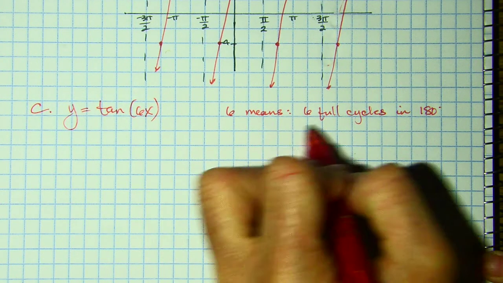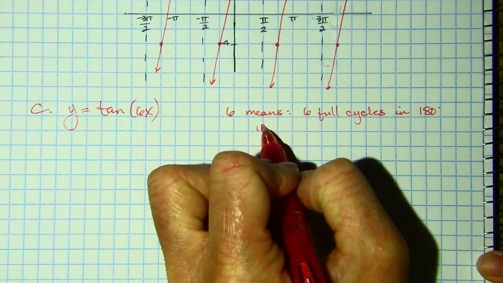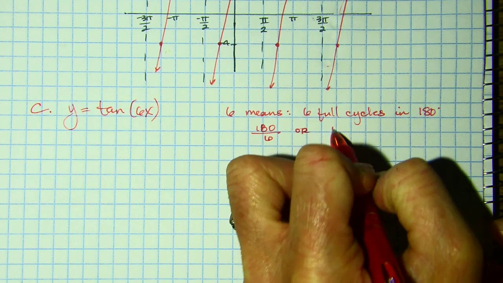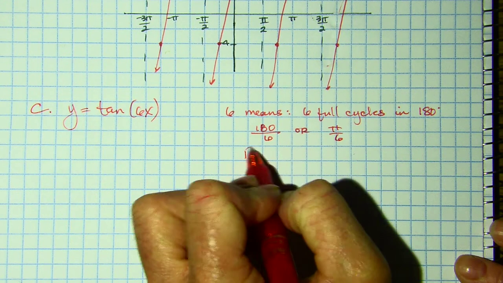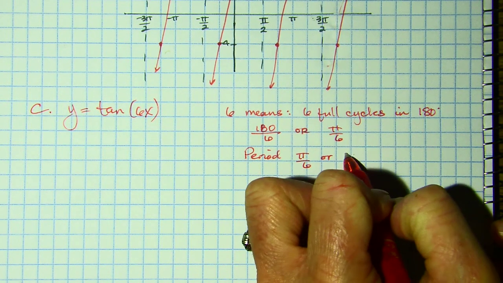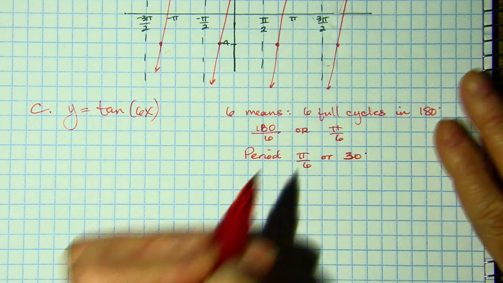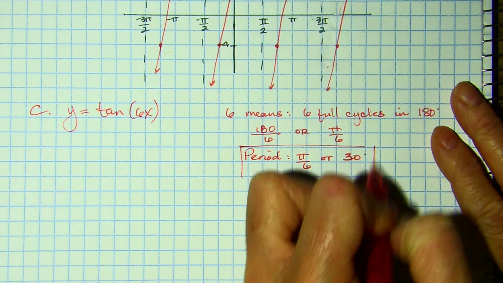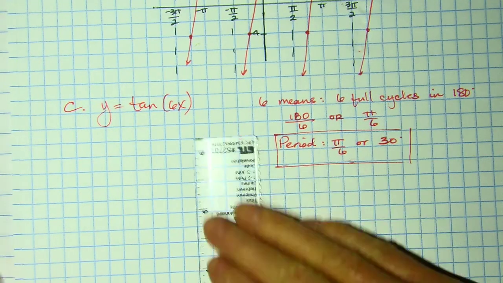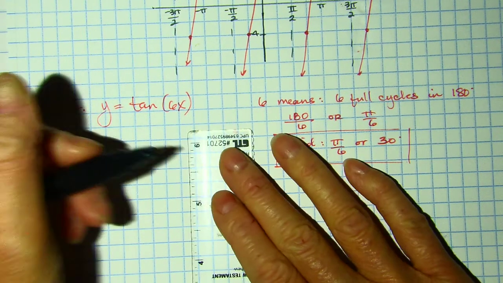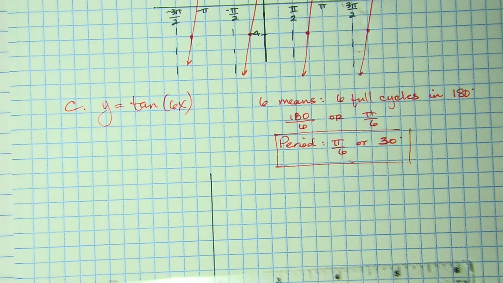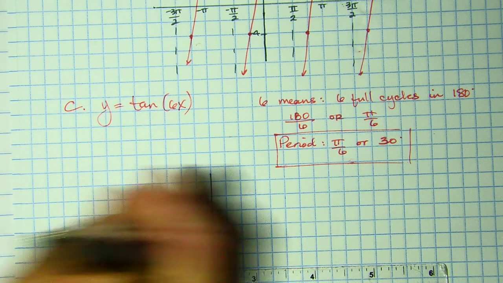So to find my period, I take 180 divided by 6, or pi over 6. Either way, my period is pi over 6, or that is 30 degrees. So however you would like to look at it. So I need a full cycle in pi over 6. So the way I'm going to space this out, the way that made the most sense to me, because I need it to match on both sides.